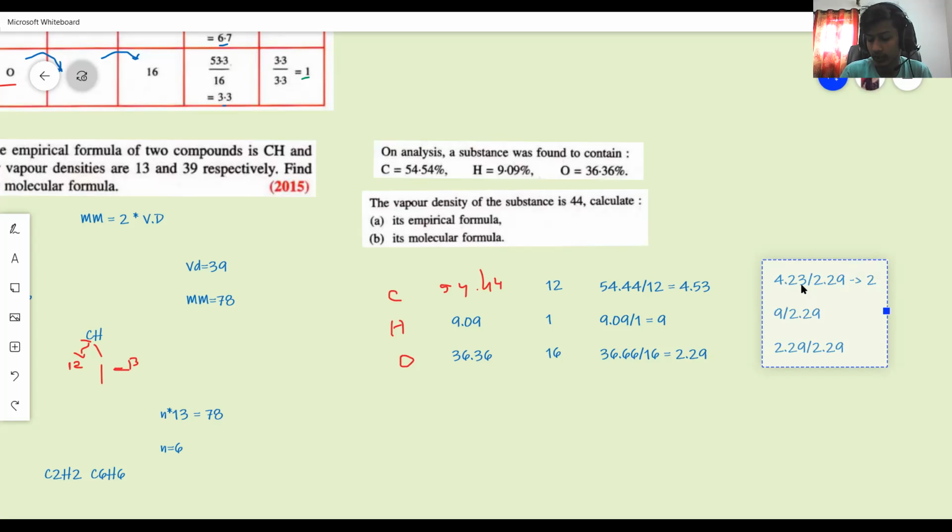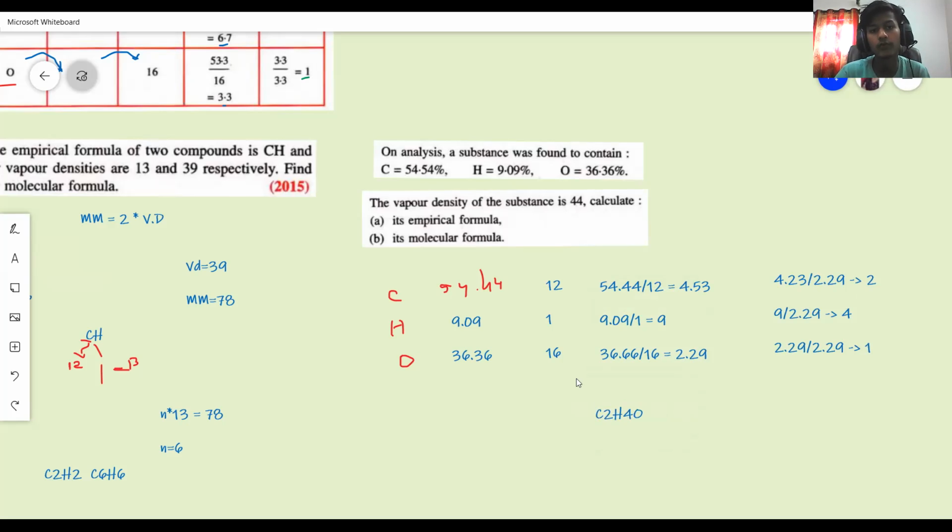9.09 divided by 2.29 will leave us approximately 4. I'm just confirming, yeah, it will leave us approximately 4. And 2.29 by 2.29 will leave us 1. So through this we know the empirical formula of the compound. The empirical formula will be C2H4O, right?